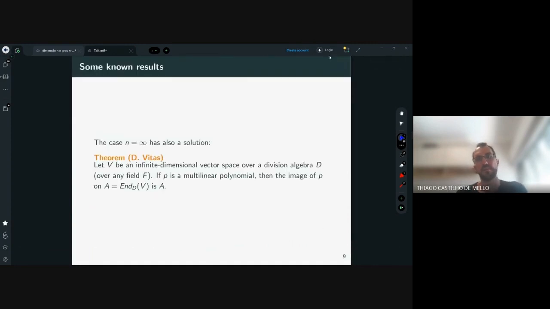The case n equals infinity means that we are considering the algebra of endomorphisms of an infinite dimensional vector space over a division algebra D. And the image of a multilinear polynomial here was shown to be a vector space. This is the result of Vitas.